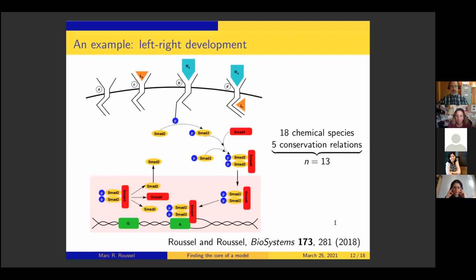So a few years ago, we started working on a model of left-right development. And it's a really interesting system. This is something we don't often think about unless you're the type of person who does a lot of surgery on animals. But on the outside, we look relatively symmetric, but on the inside, we're really not. And the interesting thing is that the internal asymmetry is actually fairly reproducible.